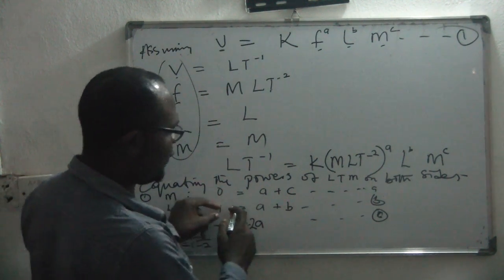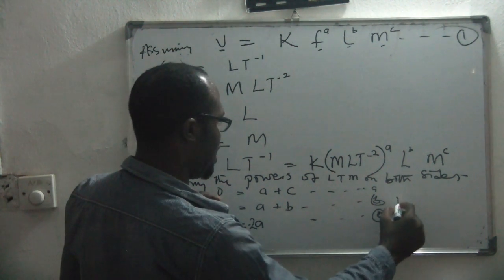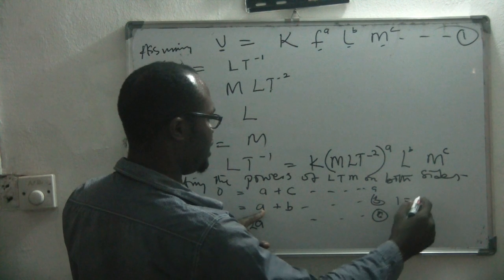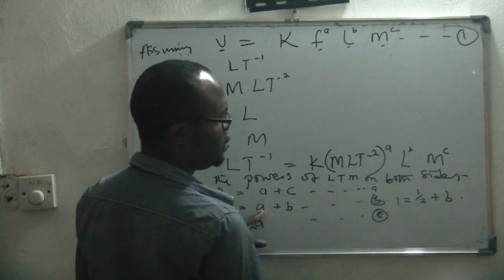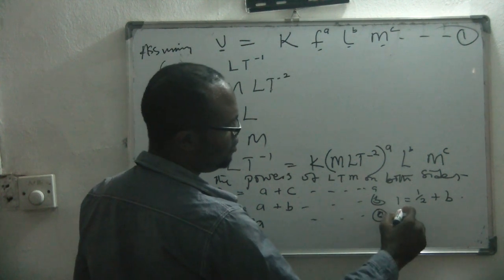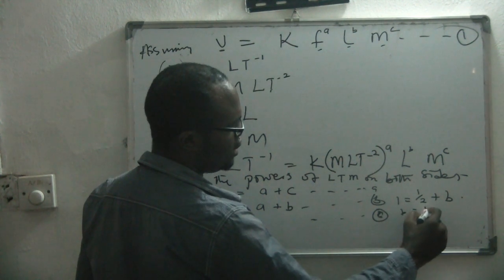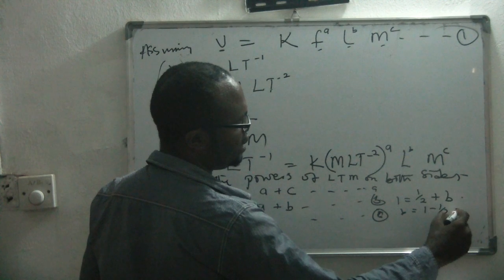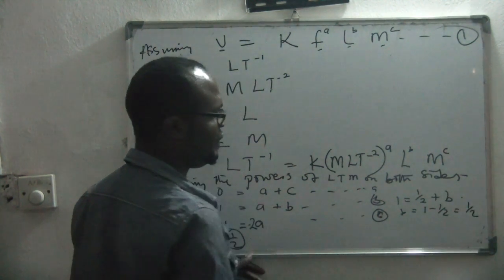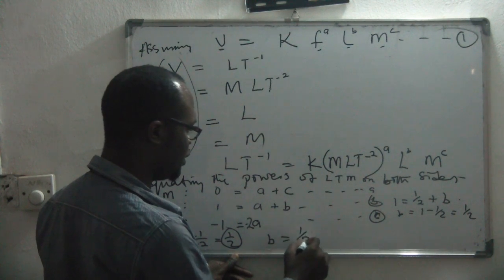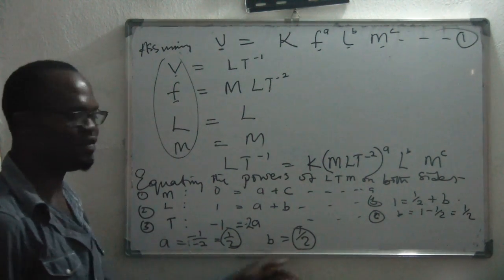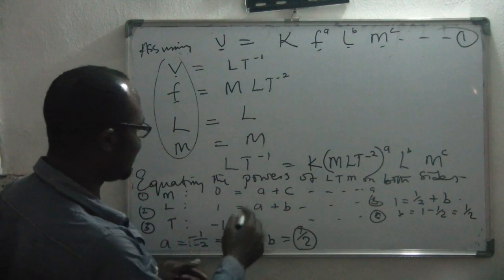If we have 1 here, for the equation, if 1 is equal to A plus B, we already know that A is 1 over 2, so what will be the value of B? B will be equal to 1 minus half. And 1 minus half is the same thing as half. So B is also equal to 1 over 2. A is 1 over 2, B is 1 over 2. So what is C?